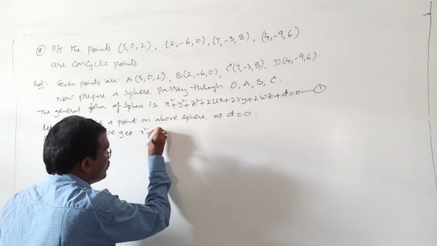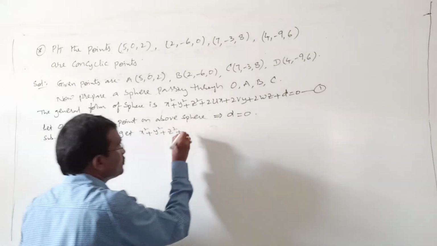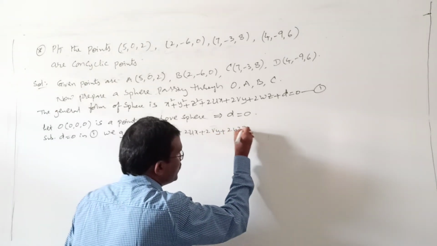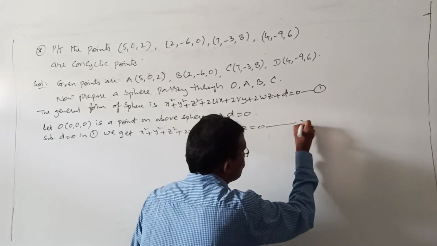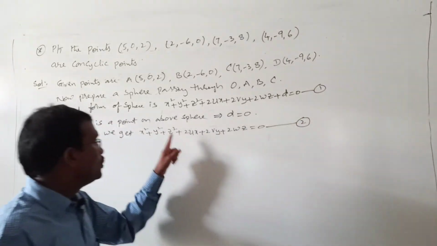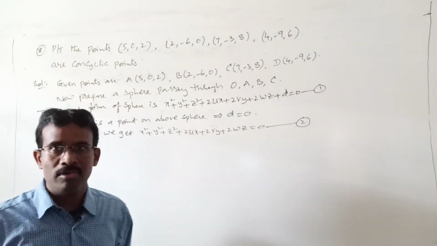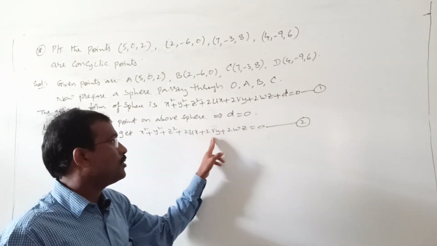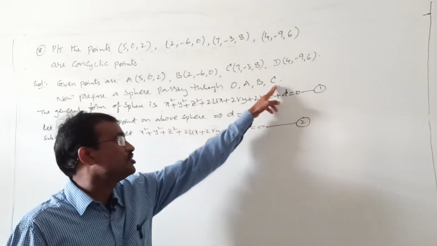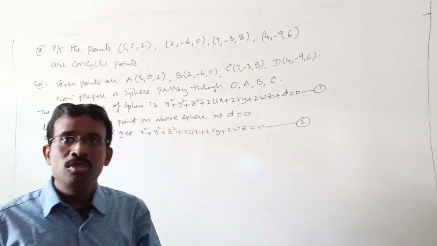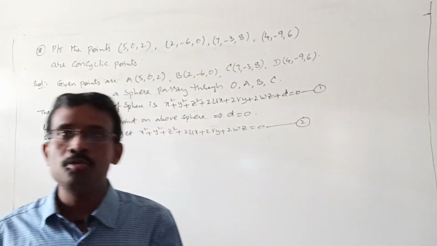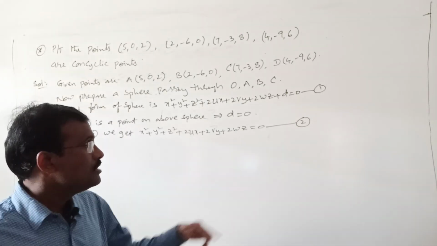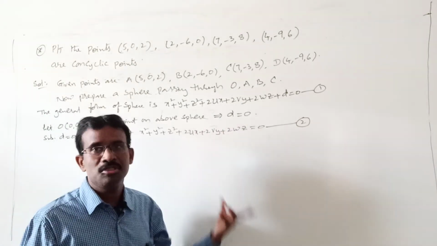x square plus y square plus z square plus 2ux plus 2vy plus 2wz is equal to 0. This is our main sphere equation. Here u, v and w are unknown quantities. Find them. To find those values, this A is a point on here, this B is a point on here, this C is a point on here. Substitute them, you get three equations in terms of u, v and w. Solve them, you get u, v and w values. And then substituting those values here, you get your sphere.